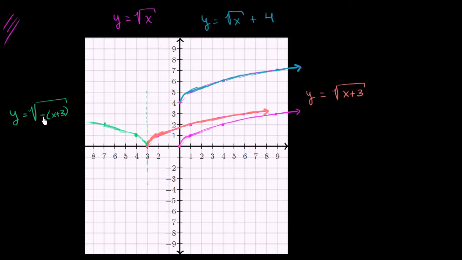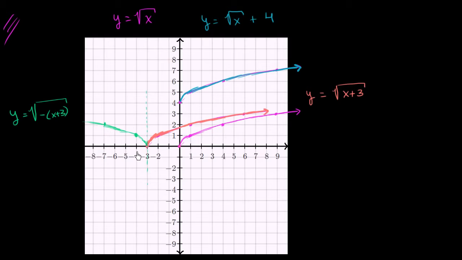What we've done is we've essentially flipped what happens under the radical. Now, in order to get a positive value under the radical, x plus 3 has to be negative. And the only way that x plus 3 is negative, or I guess you'd say non-positive, is if x is less than negative 3.